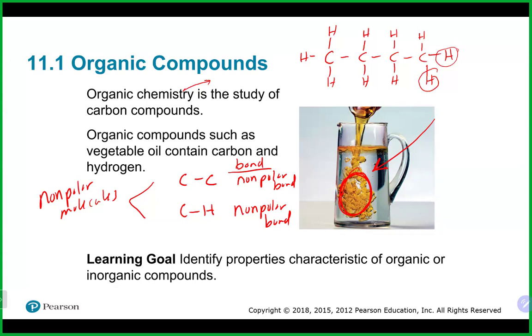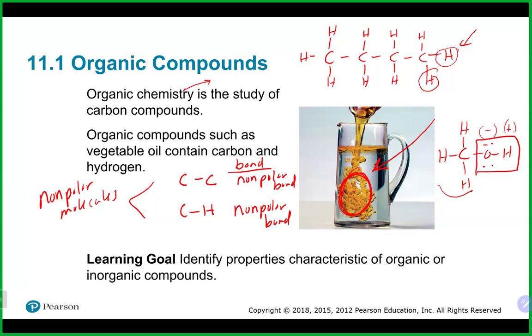Now, on the other hand, as we will see in these chapters as well, when we replace some of these hydrogens, for example, with other elements, like this guy here. Although this compound is mainly nonpolar, it will have a polar group on it, which would make this guy here, which is methanol, actually very soluble in water, because it's able to interact with water the same way water interacts with itself, through hydrogen bonding.